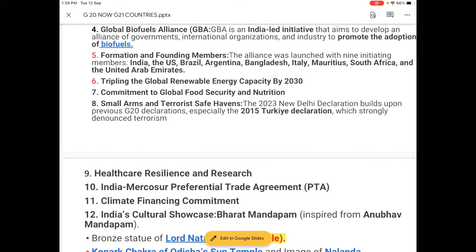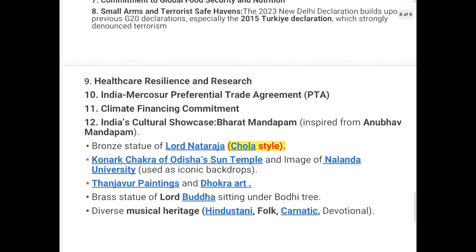I'm putting only the important points of these key outcomes. A detailed explanation is available if you see the news, or the G20 official website. If you want to know more, you can always search on Google or the official G20 website. And small arms and terrorist safe havens. The G20 New Delhi declaration builds upon previous G20 declarations, especially the 2015 Turkey declaration, which strongly denounced terrorism. There's also the outcome of healthcare resilience and research, India-Mercosur preferential trade agreements, and climate financing commitment.